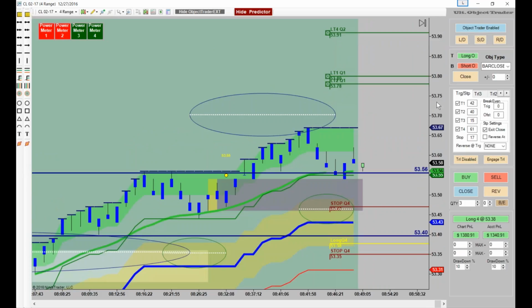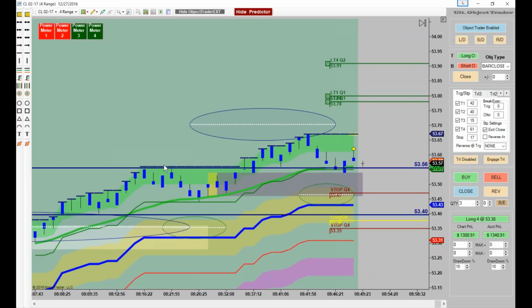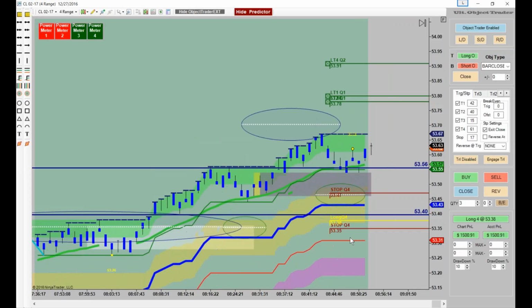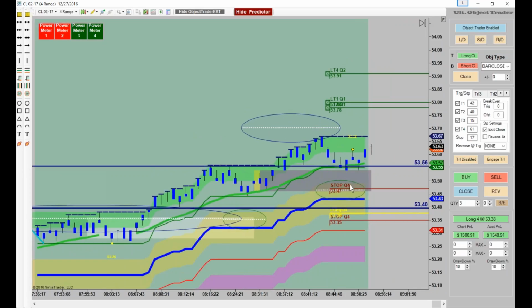Now, since I added 3, where it came right down to, where did I draw my line? Well, I drew it under micro. Okay. What did it do? It came and tested it. It'll take it out by a tick or so sometimes. That's not a problem, by the way. Notice that one didn't quite come down to predictor, but it did come down to where I drew my line.